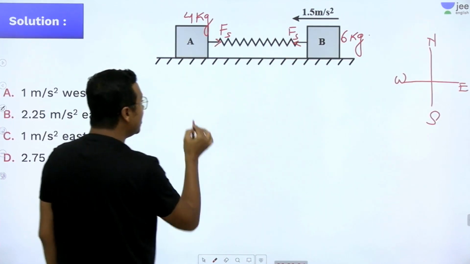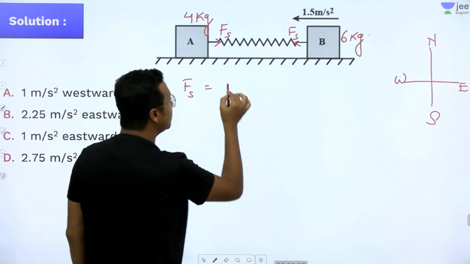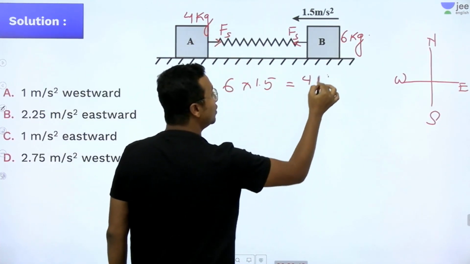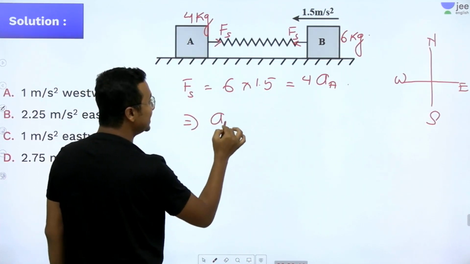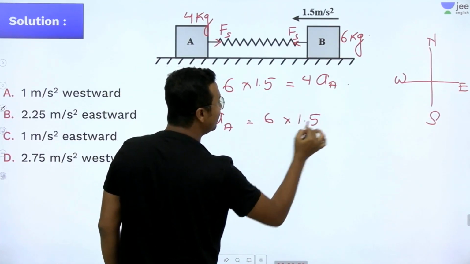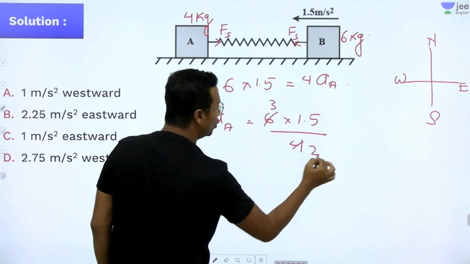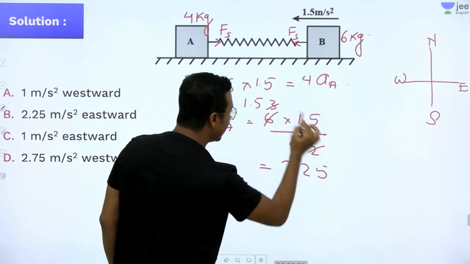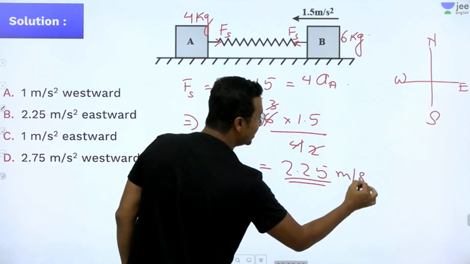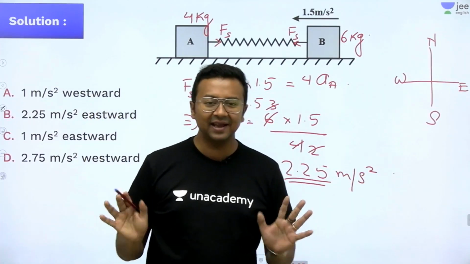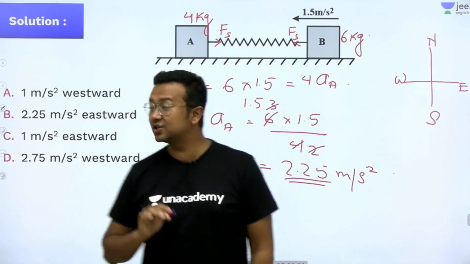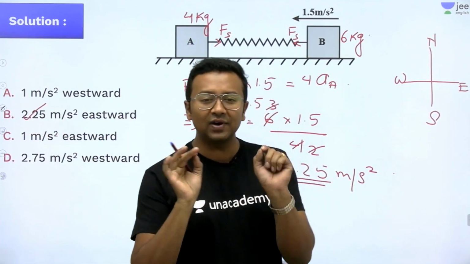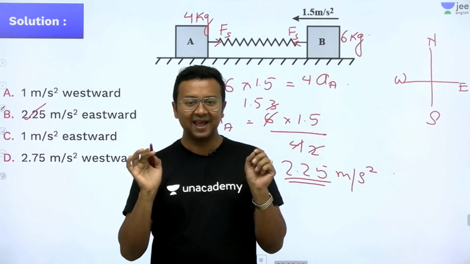So what will be your Fs? Fs will be the mass of this block, 6 into 1.5. That will also be equal to this: 4 into the acceleration of A, which implies the acceleration of A will be equal to 6 into 1.5 divided by 4. That gives 2.25 meters per second squared. Simple question, right? In which direction? In the eastward side. So option B is the correct answer. The first question, very simple, logical, and easy.